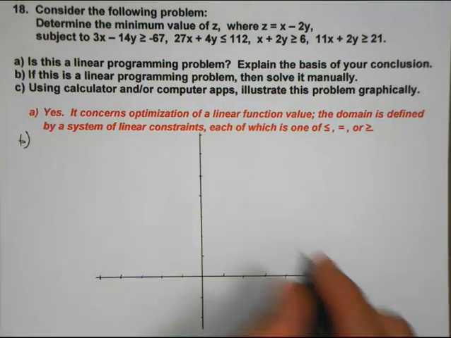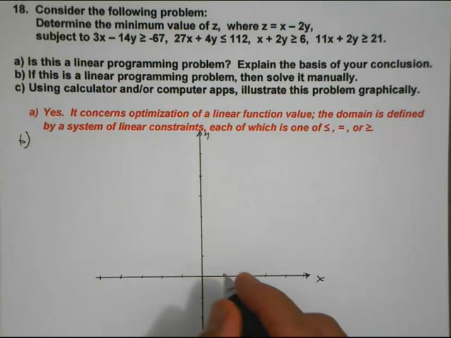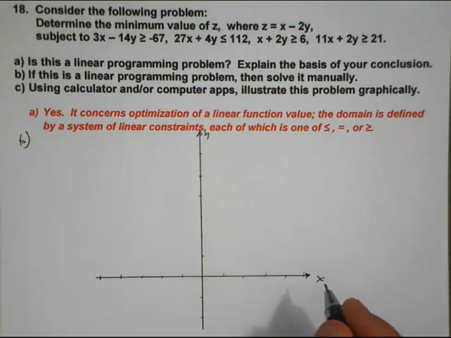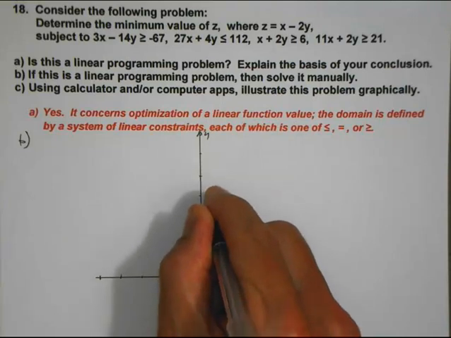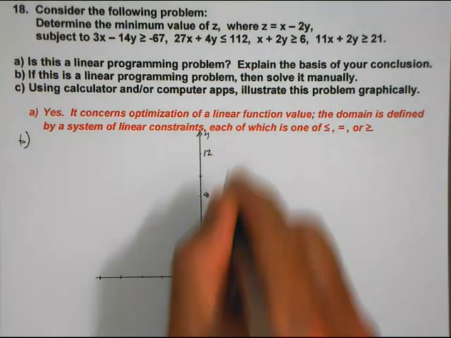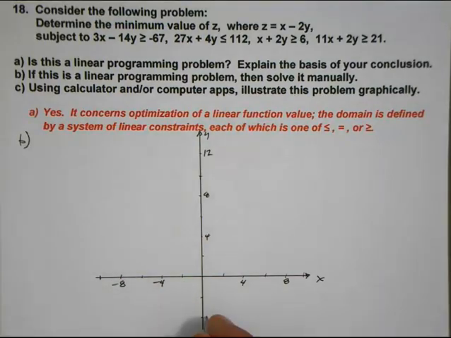Okay, labeling the axes. Scaling, 1 per tick mark, let's say. Well, is that a good idea? Maybe we go 2 per tick mark to make sure we get some larger numbers available here. Alright, 2, 4, 6, 8, 10, 12. Negative 4, negative 8.